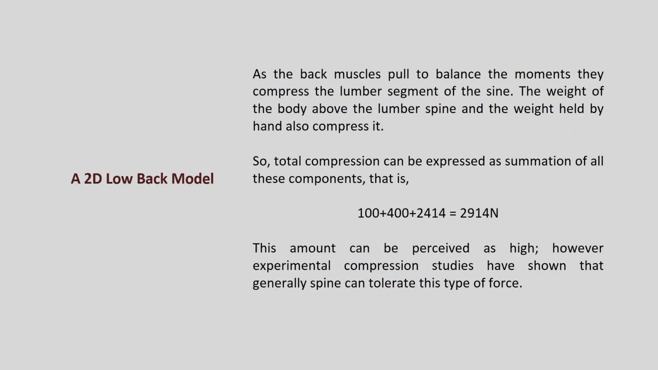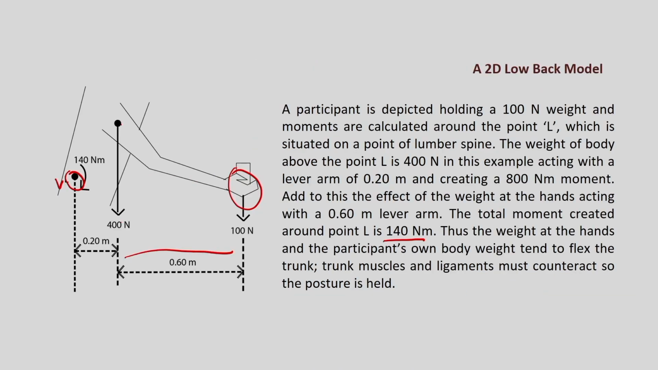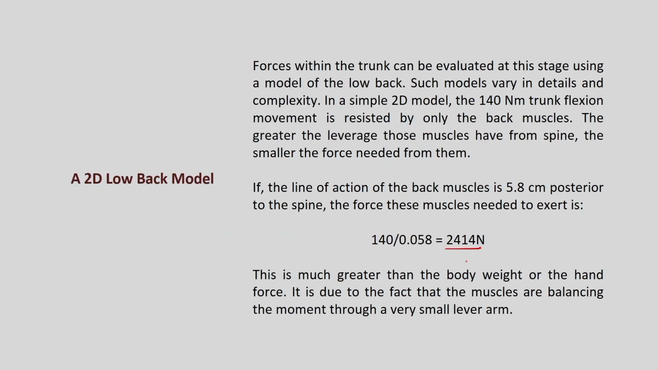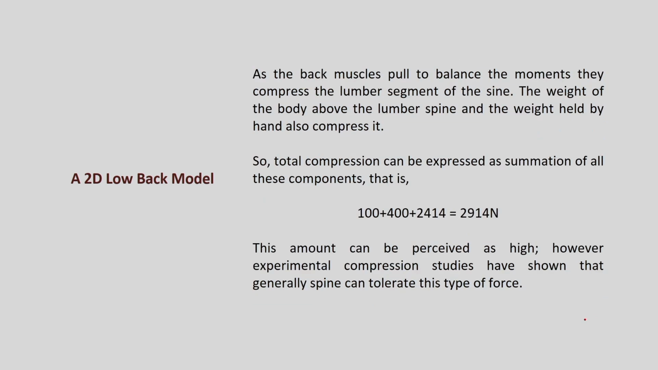Now, here what I am trying to understand is, in this first example we have this 100 Newton, then we have 400 Newton, and then we have 2414 Newton. So, in total we have 2914 Newton at the lumbar region. This amount can be perceived as very high. Now, we are saying it is high, but if we see the experimental structure or the components of the spinal cord, it can bear more forces than this amount.